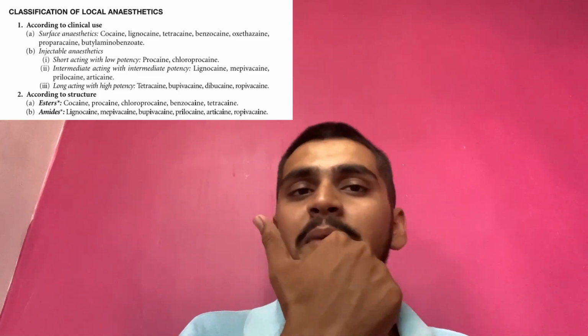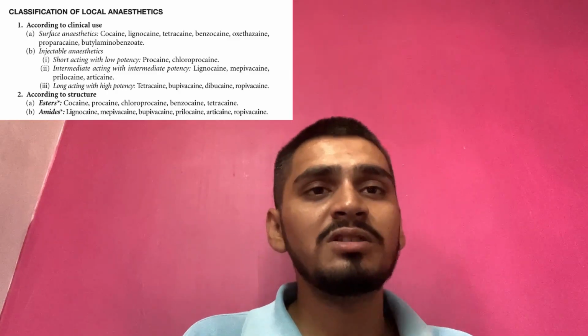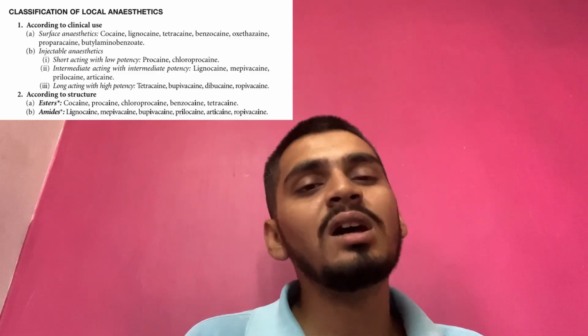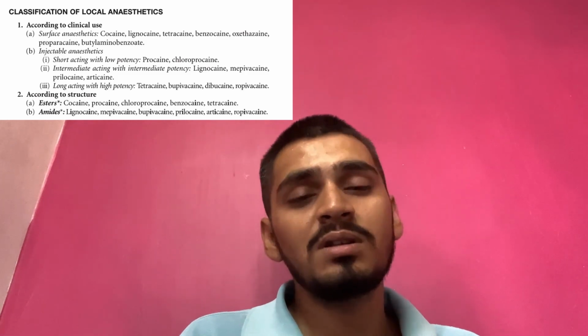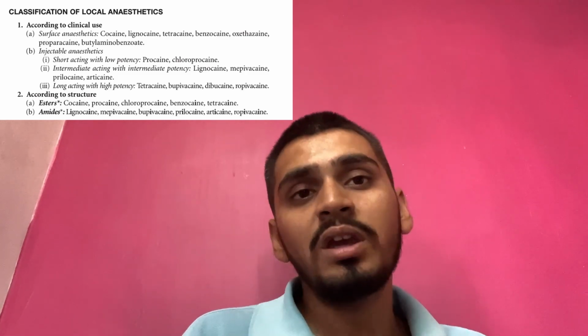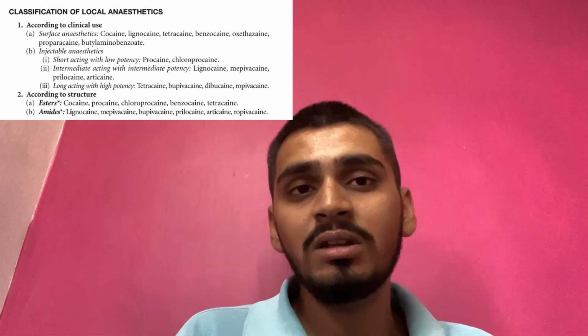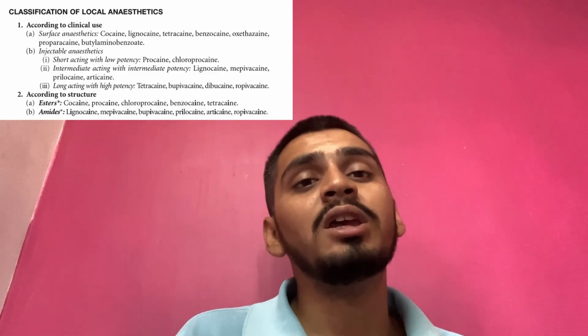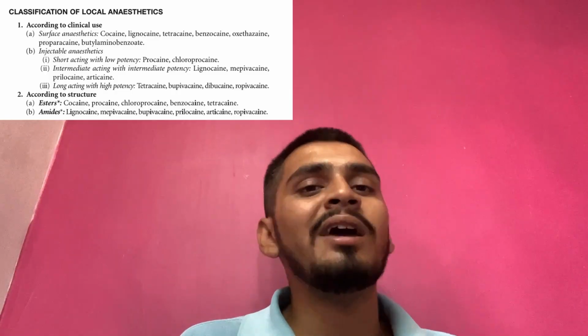Now let's see the classification of the local anesthetics. As I mentioned here, local anesthetics are mainly divided into two groups, ester groups and amide groups. Ester groups contain procaine, cocaine, tetracaine. Amide group contains lignocaine, bupivacaine, prilocaine, etc. Mechanism of action. How do they work?